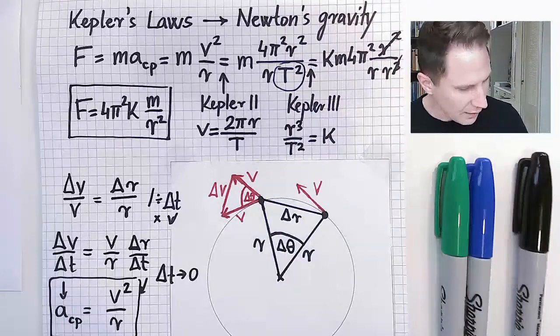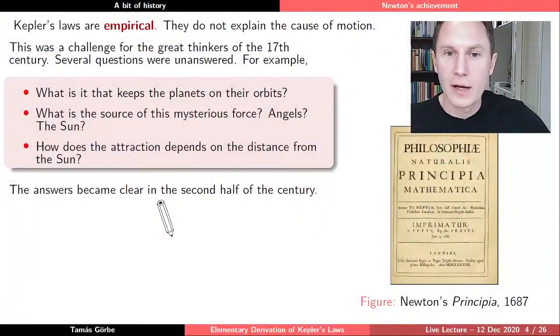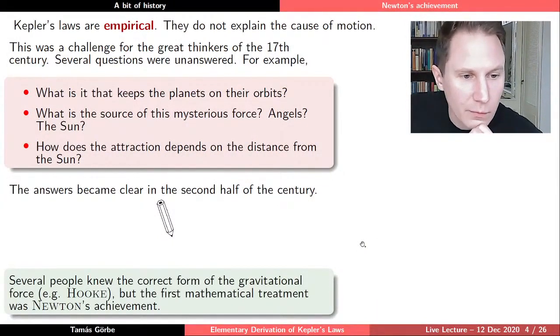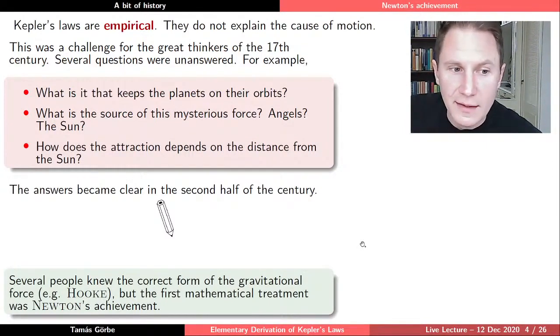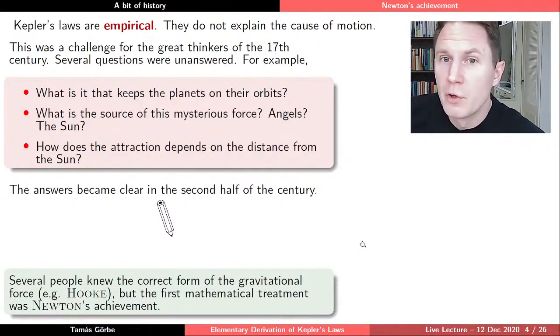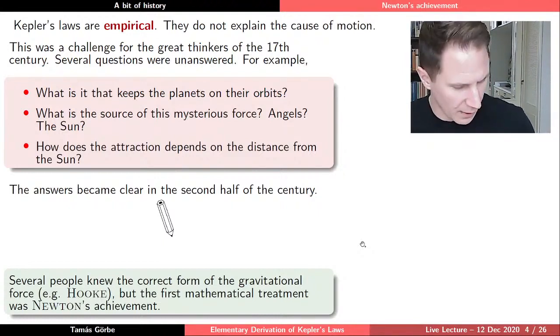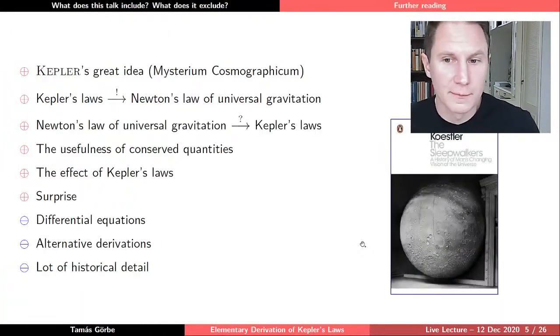Now, let me go back to the slides and show you something that I wanted to say. Previously, several people knew, of course, that this is the correct form of the gravitational force. Including Robert Hooke, people knew that it's probably an inverse square law, but the actual first proper mathematical treatment was given by Newton. So this is why it's his big achievement.